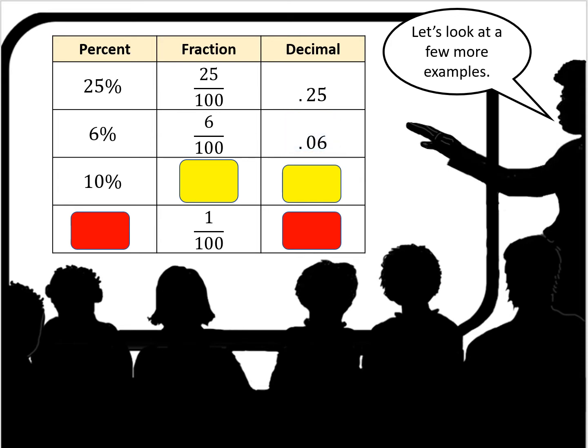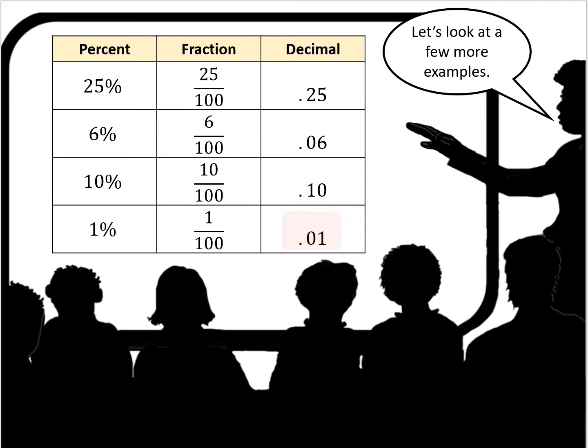We have the percent 10% written as a fraction is 10 over 100. In decimal form, that is 0.10. Now the fraction 1 over 100 as a percent is 1%. And in decimal form, 1% is written as 0.01.